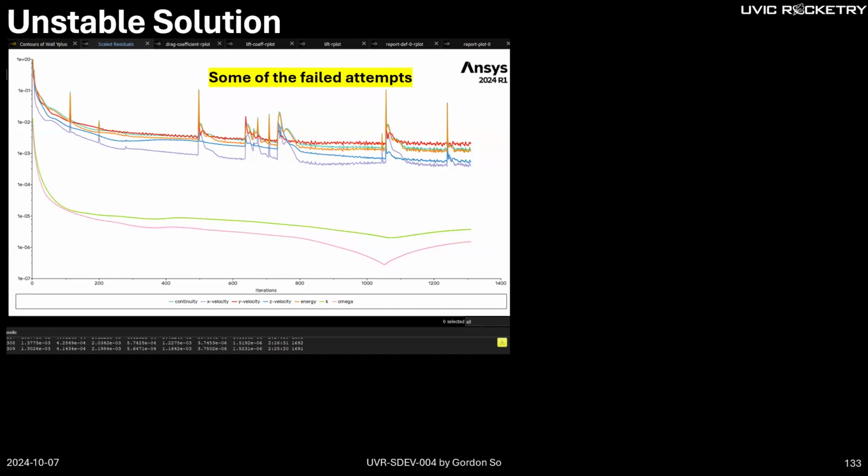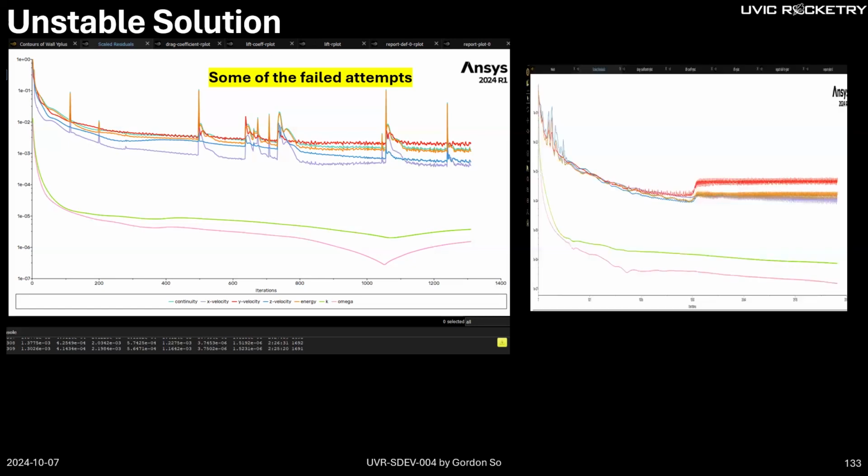Another thing that I struggled with is unstable solutions. For example, this is some of the earlier failed attempts. You can see it's really, really bad. It starts pretty good, right, in the first few iterations, and then everything just keeps going off. The spikes that you see are due to the software having drastic changes in properties for certain cells, which increases the residuals so much. That indicates some of the cells are not too good.